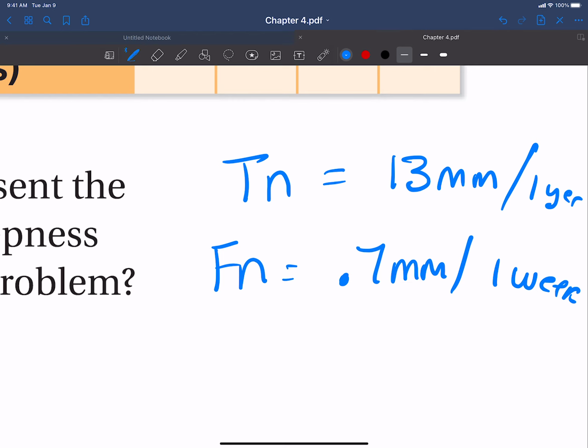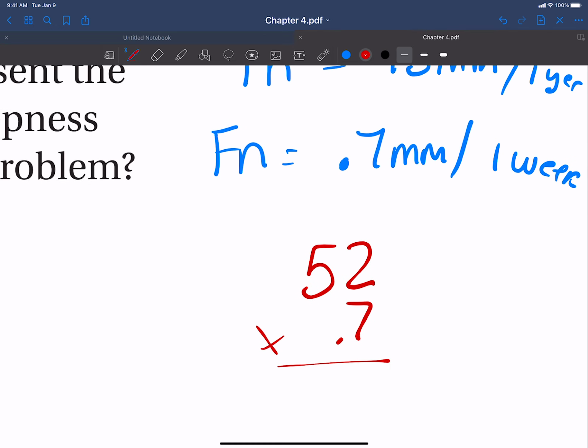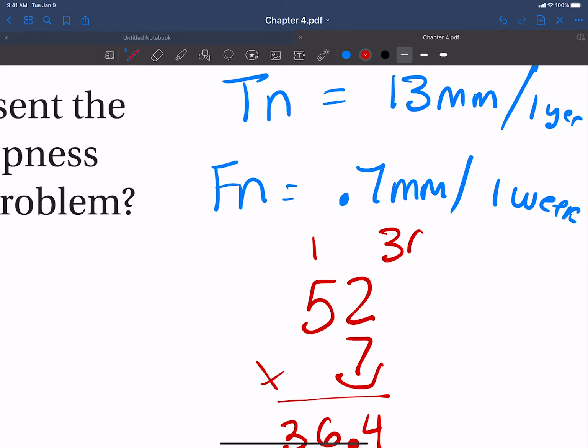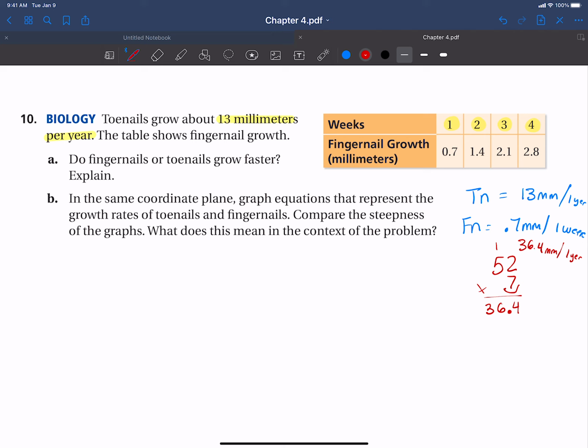52 times 0.7. Okay, what is 52 times 0.7? Guys, that's really simple math you don't need a calculator for. Look, 52 times 0.7. What's 7 times 2? 14. What's 7 times 5? 35. Plus 1? 36. How many decimal places? 1. Okay, so now I know fingernails actually grow 36.4 millimeters per 1 year. Which one grows faster? Fingernails. Interesting. In the same coordinate plane, could you graph the equations that represent the growth of toenails and fingernails?